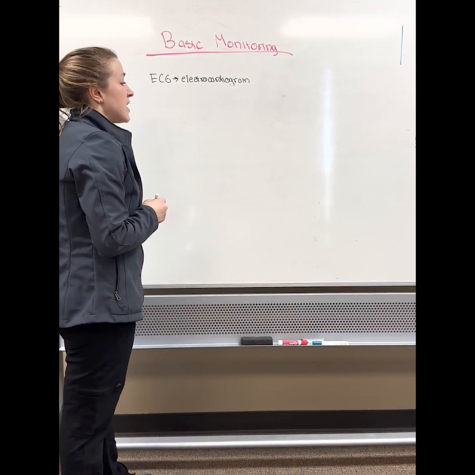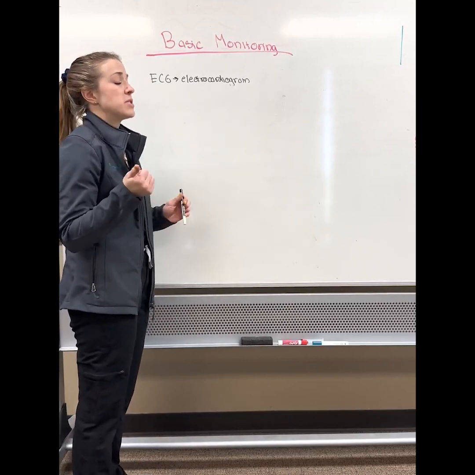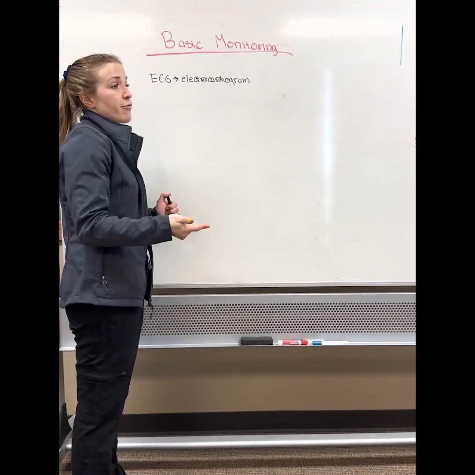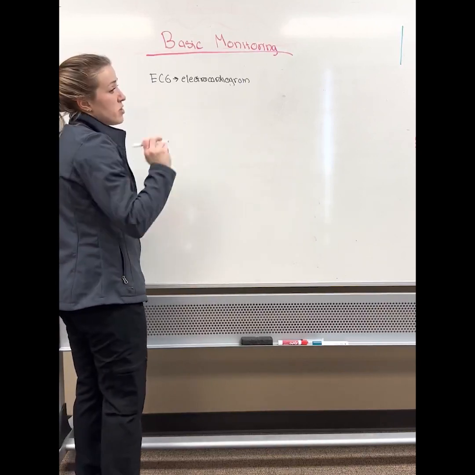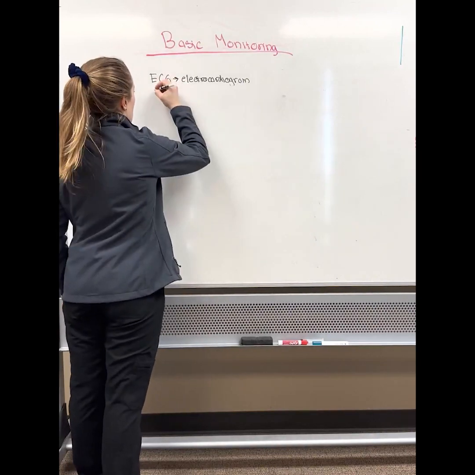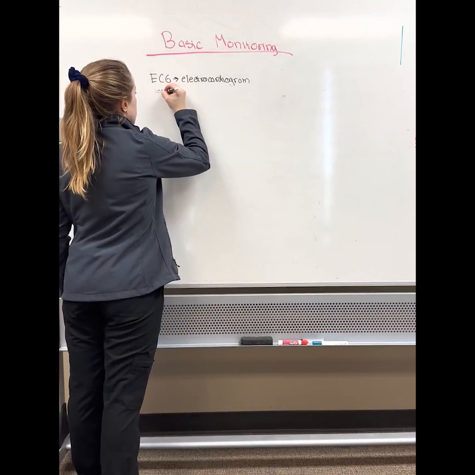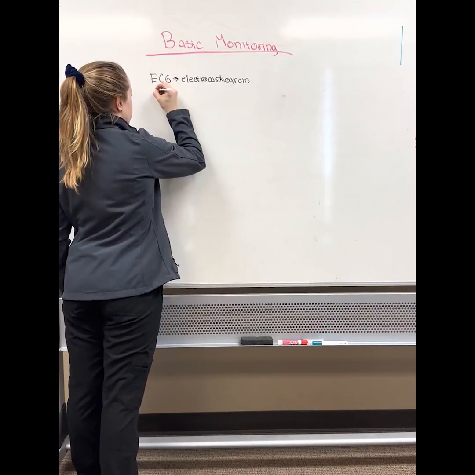So I use the ECG to tell me about depth, I use it to tell me about comfort level, and I use it to tell me about certain diseases. But I don't use it to tell me if the dog or cat is alive. So I select lead 2 almost always.